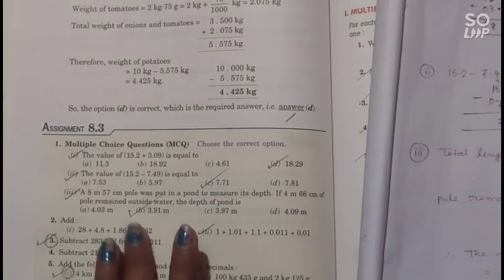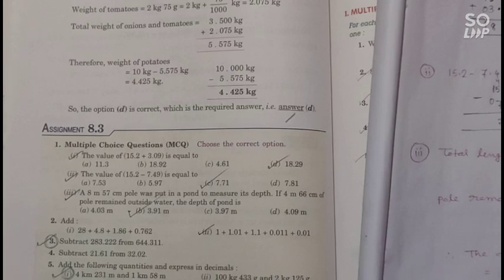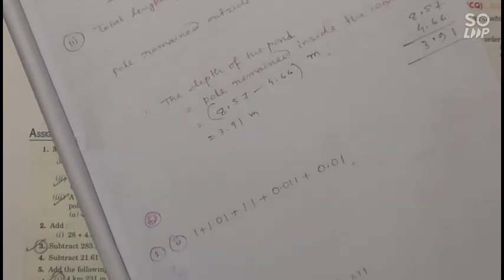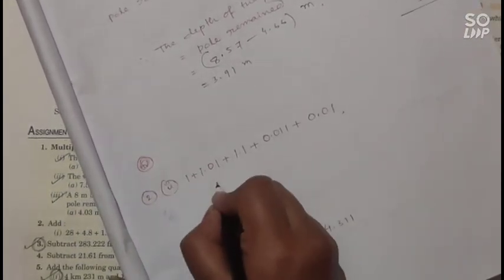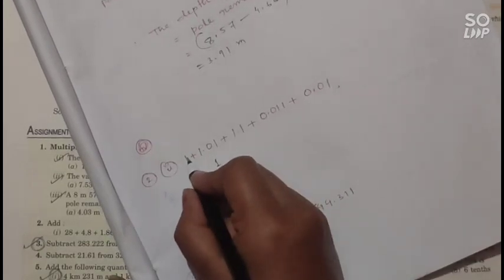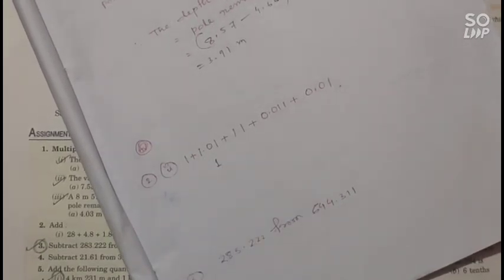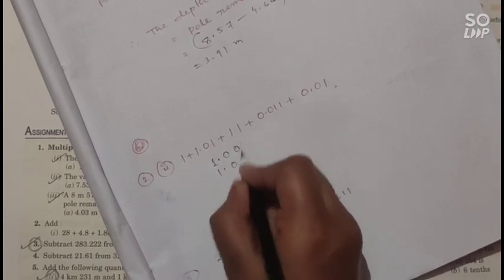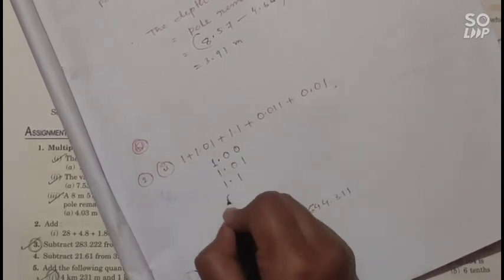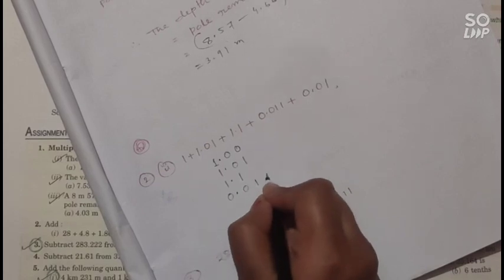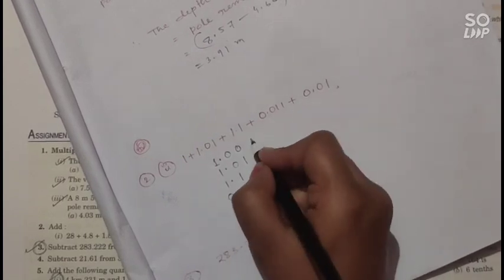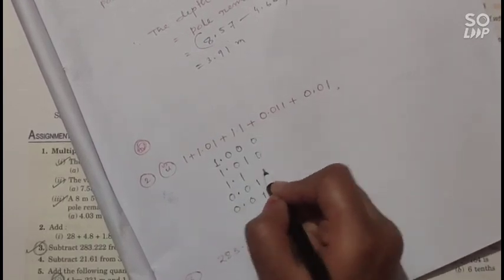Okay, next in question number 2 you have to do addition. In question number 2 you have to add this value. First of all we will arrange this in column. 1. Next, there is no decimal part, so in the decimal part we can place some 0. 1.00. Next 1.01, 1.1, 0.011, then 0.01. So all the vacant places will be filled in with 0.